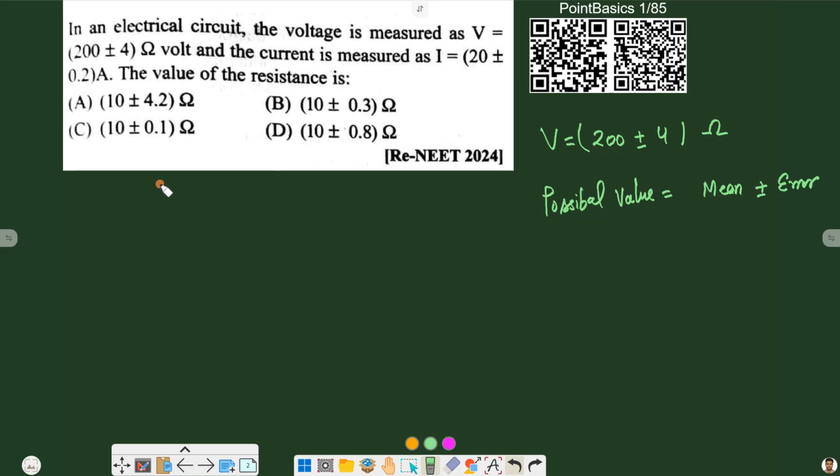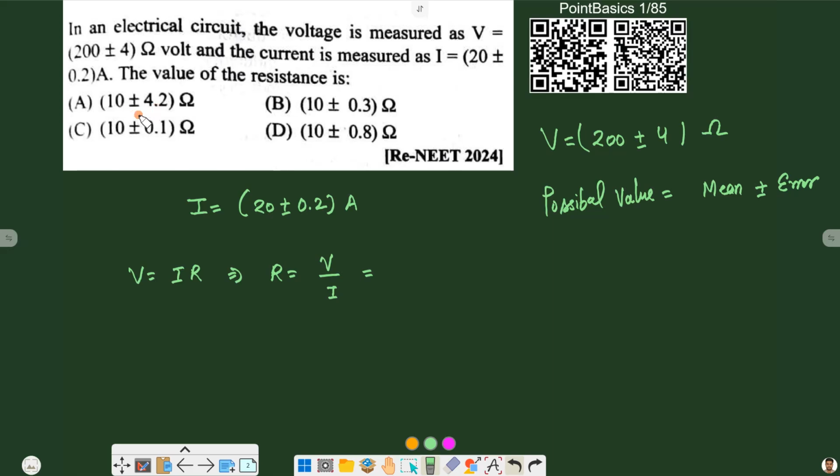Now value of I or current is also mentioned, that is 20 plus minus 0.2 ampere. Here mean value for I is 20 and error is 0.2. So we have to find out the value of resistance, and we know that V is equal to IR from the Ohm's law, and using this R will be V by I.